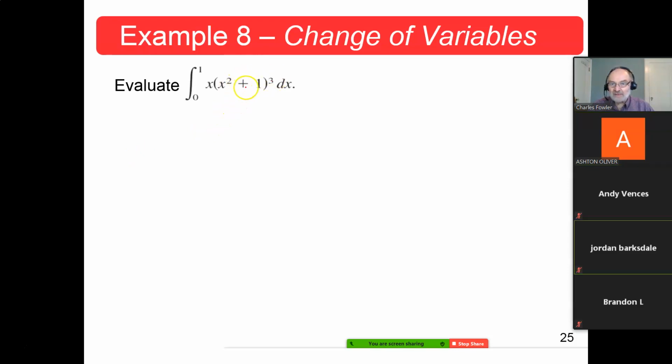Yeah, well, that's the innermost part. The most complicated part is the cubing, so let's take the innermost part. So let that be our u. Let u equal x squared plus 1. Very good. Perfect.